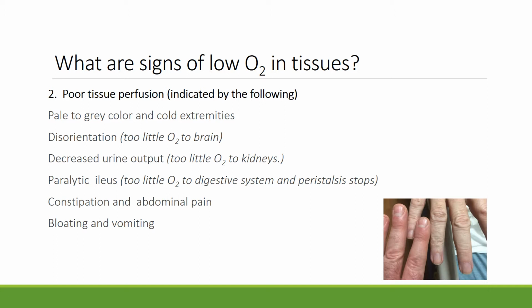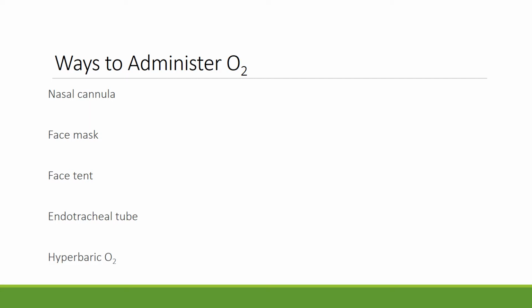Constipation, abdominal pain, bloating, and vomiting are all signs of low tissue perfusion. If you determine that you need to administer oxygen, there are a number of different ways that this can be done. The nasal cannula, the face mask, the face tent, an endotracheal tube, and hyperbaric oxygen. You need to decide which is the best way to administer oxygen for your patient.